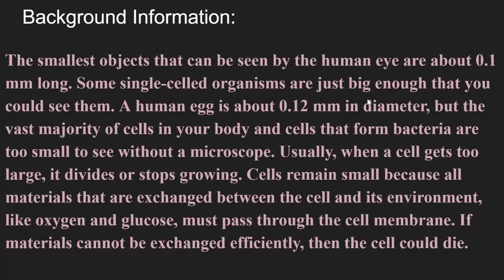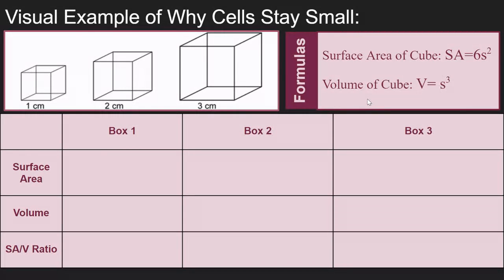Cells remain small because all materials that are exchanged between the cell and its environment, like oxygen and glucose, must pass through the cell membrane. If materials cannot be exchanged efficiently, then the cell could die. So here's a visual representation. I know I'm a visual person, many of you are too.